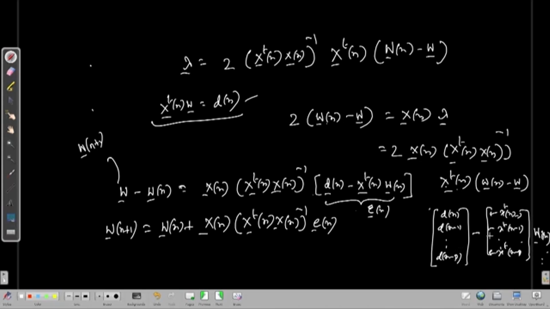And that is why it is called a posteriori error. That is, I have w n and now I am going back to previous clocks using that filter coefficient, recalculating the output error, that vector. So, this is the basic APA weight update formula.